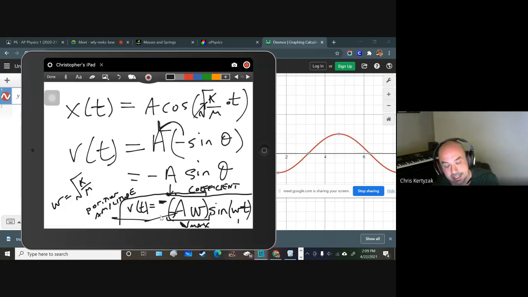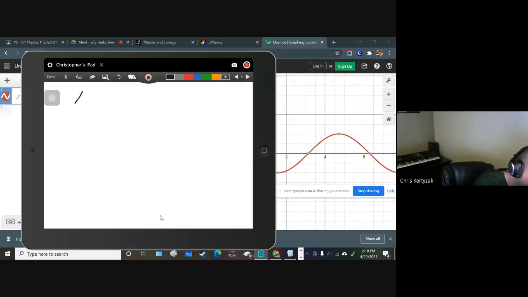Negative A omega sine omega T. Know that the coefficient is really A times omega, and that is the maximum speed. So let's go to another page. X of T is A cos omega T. Check. Our velocity versus time graph is negative A times omega.